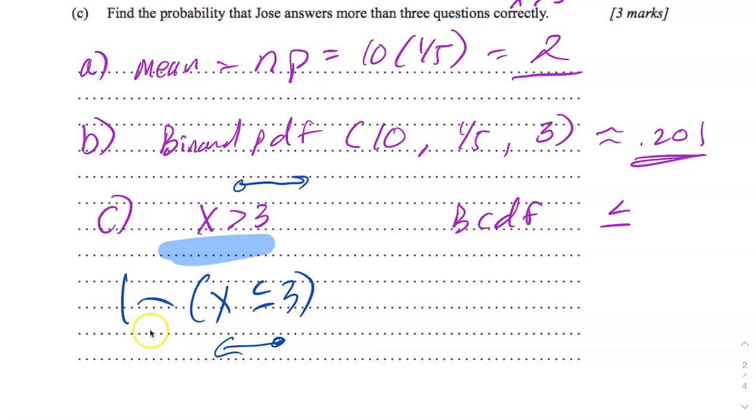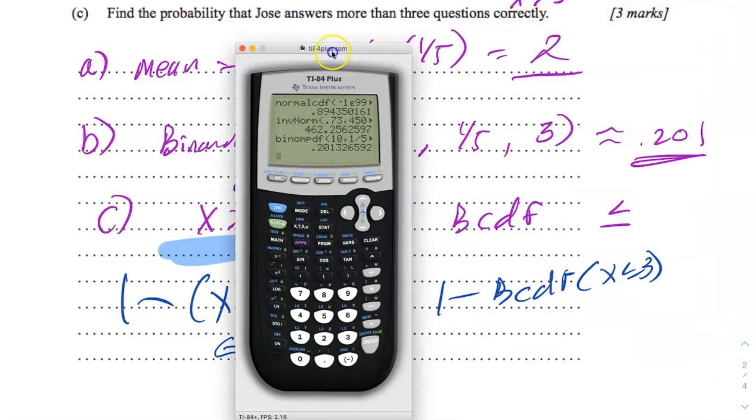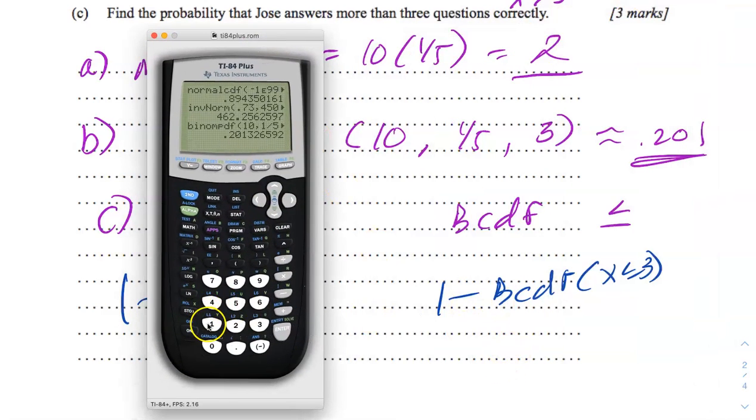So we don't do anything else. We have to plug into our calculator. We're going to plug in 1 minus binomial CDF of x is less than 3 into our calculator. So bring that back out.